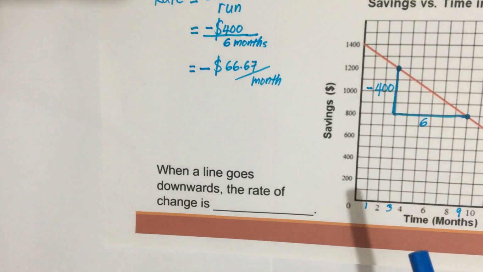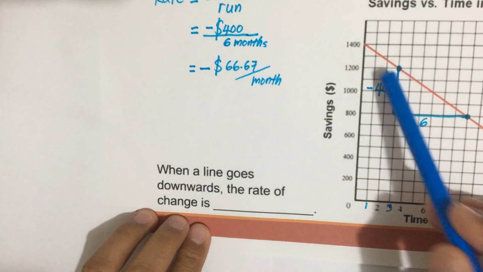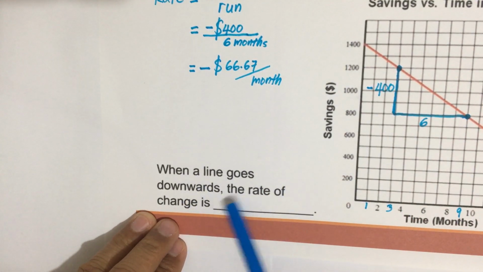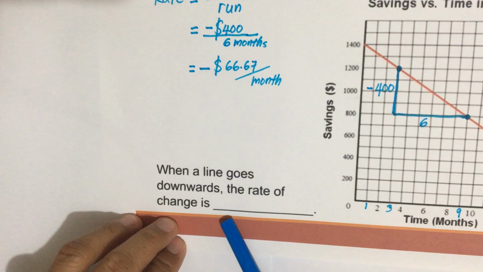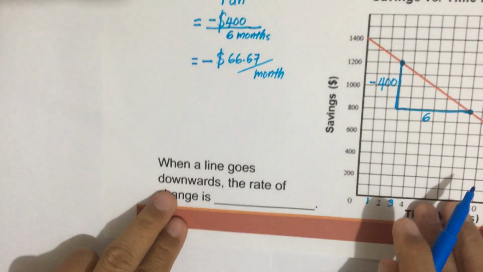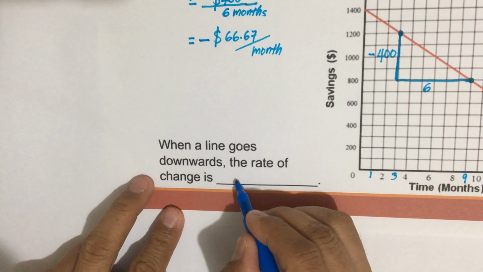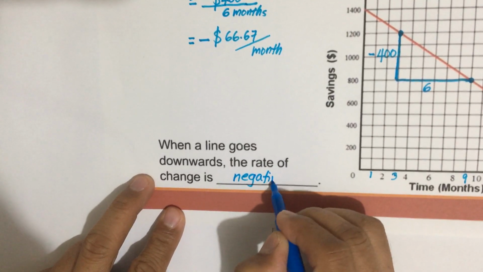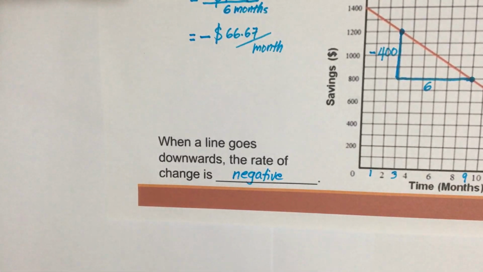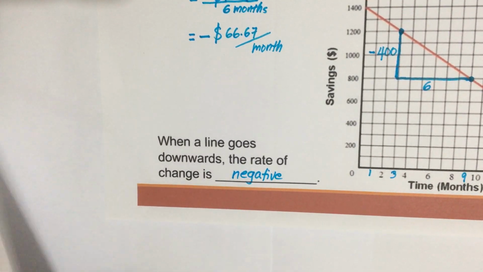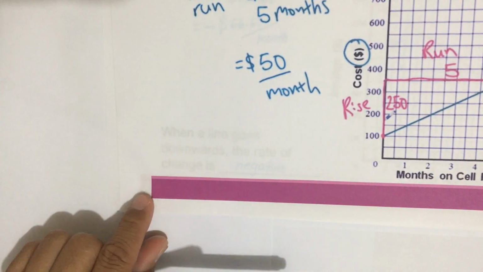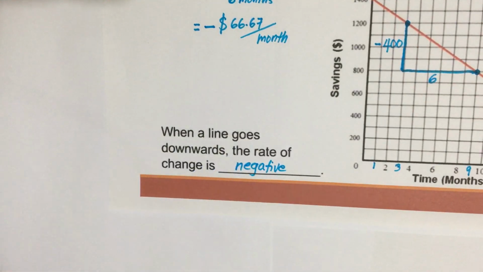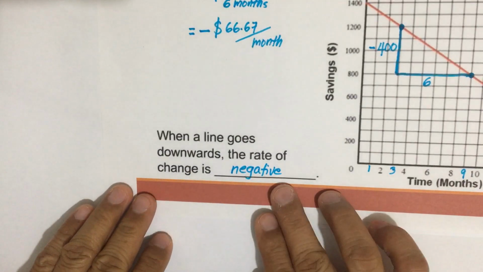Now, if you look at this, our rate is negative, no? Well, the line is going down, so when a line goes downwards, the rate of change is negative. Okay, so you have to remember this. The rate of change is negative. If the line is going upward, something like this, we can say that the rate of change is positive. Alright, so in this case, the rate of change is negative.